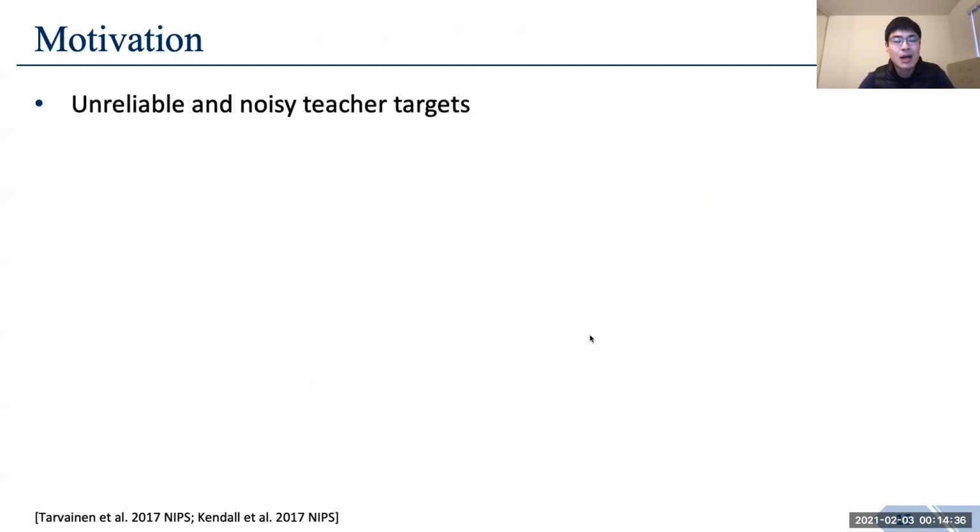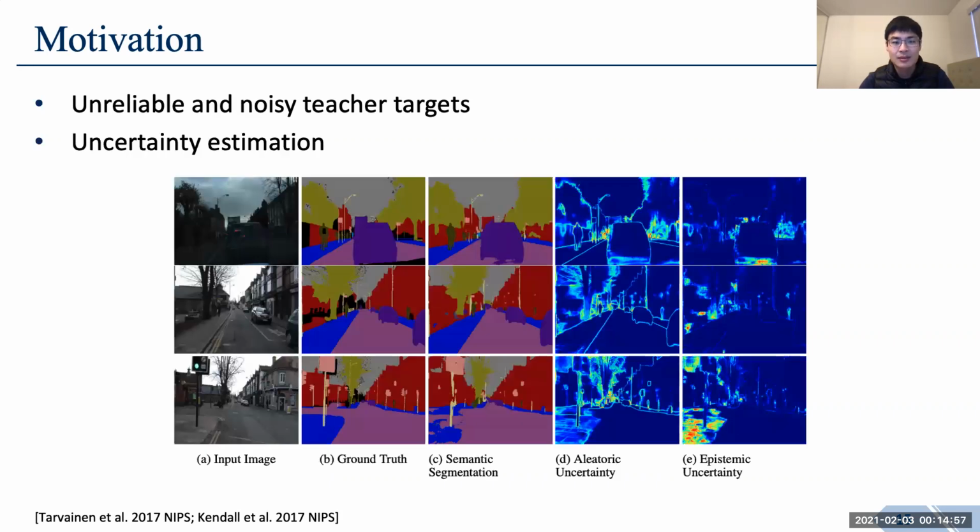However, we don't have labels for the unlabeled dataset. The teacher target on the unlabeled data may be reliable or noisy. So if we directly learn from those noisy targets, it would reduce the overall performance. To solve this problem, we propose to use uncertainty estimation. Uncertainty estimation is widely used to evaluate the model's confidence. Therefore, through uncertainty estimation, we can know what the model doesn't know, so that we can find those unreliable targets and let the student model only learn from the reliable teacher targets.